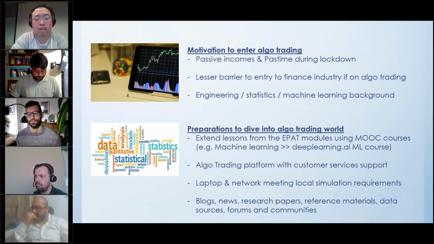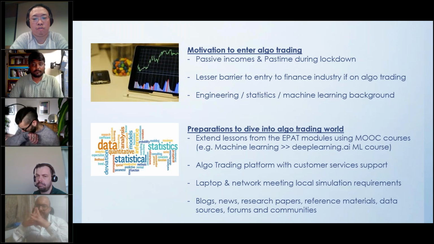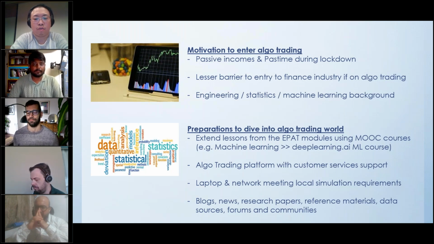What did I do to prepare for the algo trading world? I would say the EPAT module is an entry ticket into it. What I usually do is extend the lessons from the EPAT modules using MOOC courses, for example Coursera, edX or deeplearning.ai. These courses cover the mathematical backgrounds in more depth, so that you will not hit the pitfalls Renato mentioned, such as multicollinearity issues when choosing different portfolios, or what kind of distributions you need to presume.